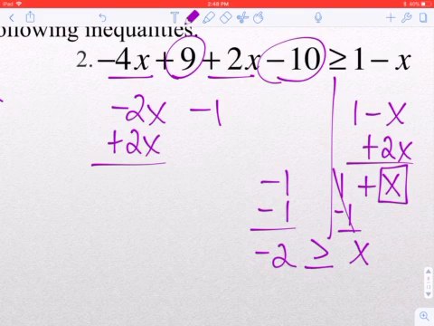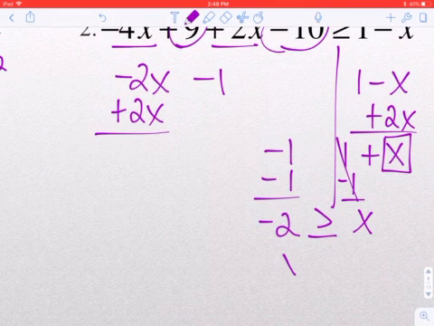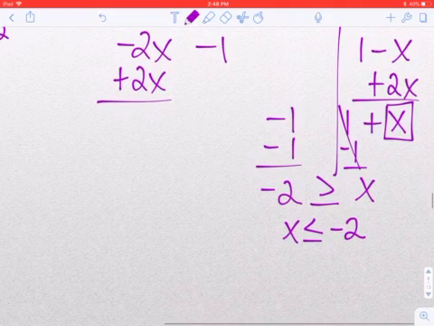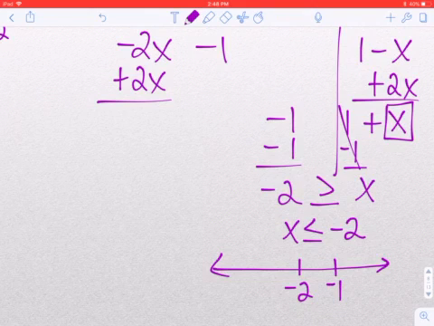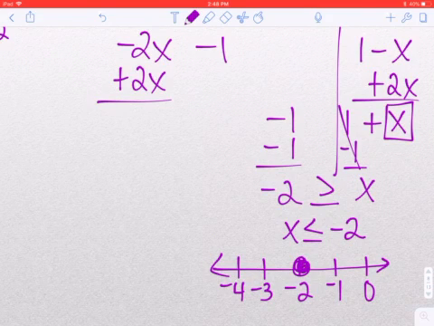But here's where you need to be careful. When you read this to yourself for graphing, remember to always start with your variable. So if I'm reading this to myself, x is less than or equal to negative 2. So when I graph this, I have a closed circle at negative 2, and I am shading to the left.